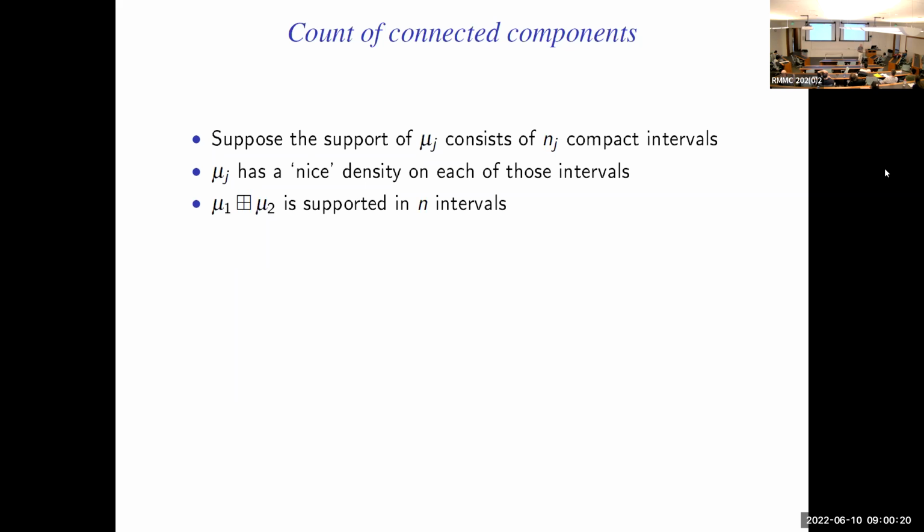And let's say in this case, the convolution of mu1 and mu2 is going to be contained in n intervals, and the question is, what is n? A pretty careful analysis was done by Bao, Erdős, and Schnelli. First, for the case when the support is connected, n1 is equal to n2 is equal to 1.